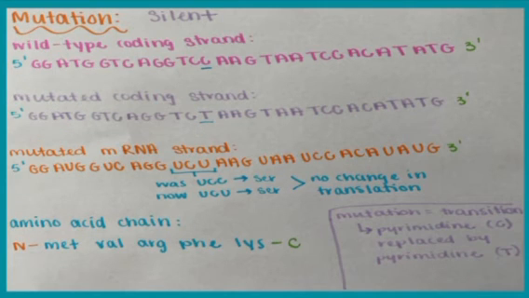In a silent mutation, the nucleotide that is replaced in the mutated coding strand does not cause a change in the amino acid sequence. In this example, a cytosine is replaced by a thymine, so this mutation is a transition, as both cytosine and thymine are pyrimidines. When the mRNA strand is formed, there is no change in the original translation, as UCC and UCU encode for the same amino acid, serine.